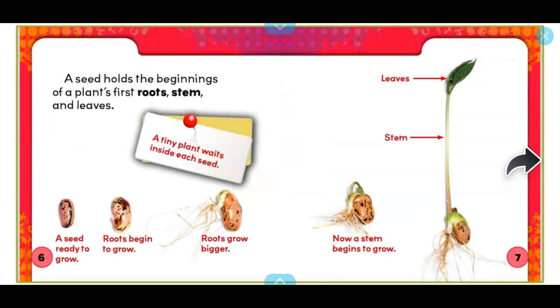A seed holds the beginnings of a plant's first roots, stem, and leaves. So here we have our seed. And then we said roots begin to grow, and the roots grow bigger. As you can see, the roots are getting longer right here. And then a stem begins to grow. So we're starting to get a little bit of a sprout right here. And then we have our plant. So we start with our seed, and the cycle slowly moves to a full plant.